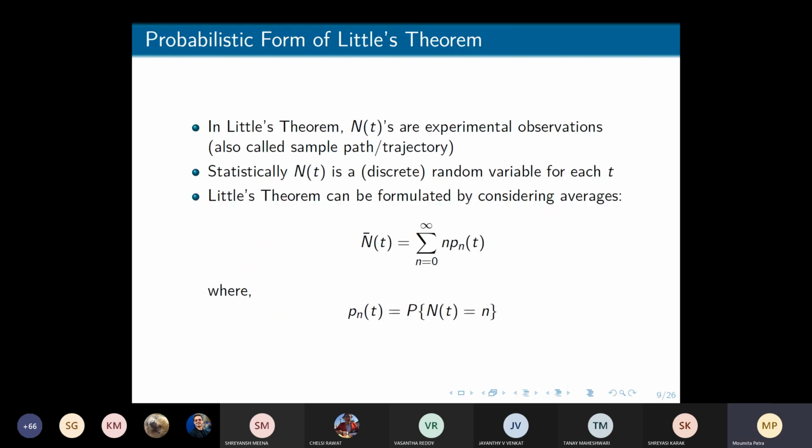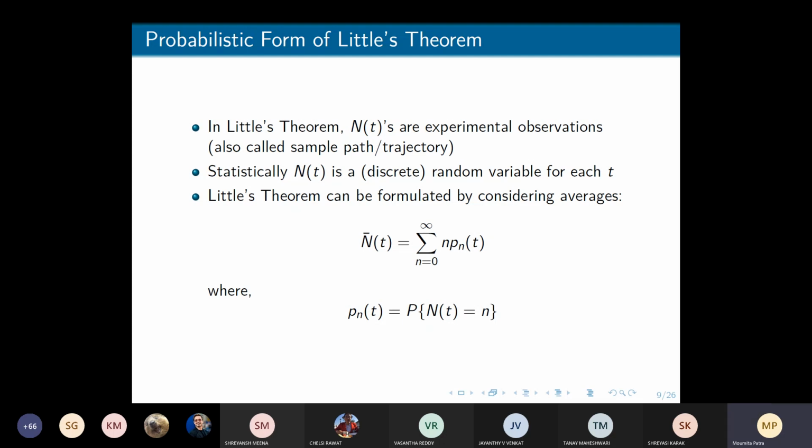And let me go a little further. Until now we have done only the graphical representation of Little's theorem, the graphical proof. But what is the probabilistic form? Let us get to the probabilistic form of Little's theorem.